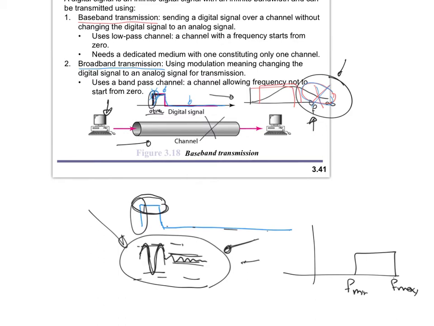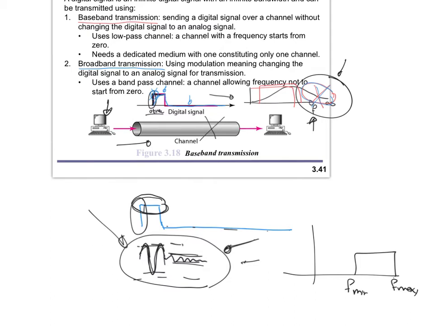That's the difference between baseband transmission and broadband transmission. Broadband transmission converts the digital signal to analog signal. Baseband transmission transfers the digital signal as is, which will result in signal approximation at the output of the transmission medium. So that's the difference.